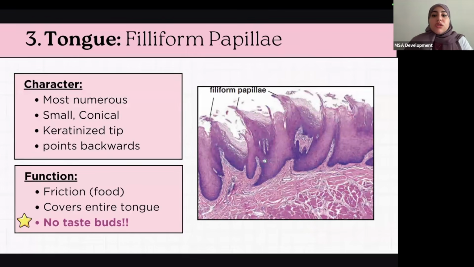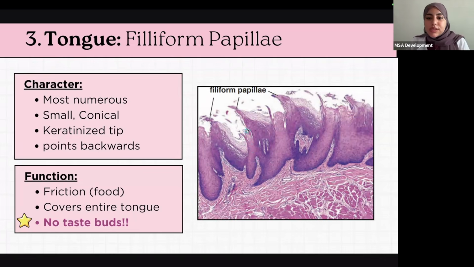Now, the first one is filiform papilla, and this is probably the most important one and the most iconic picture ever, because you will see this not only now, you will see this in your board questions, you will see this in GIT later. This is a very iconic slide because once you see this, you know exactly what this is, unlike a lot of histology slides, which are kind of confusing.